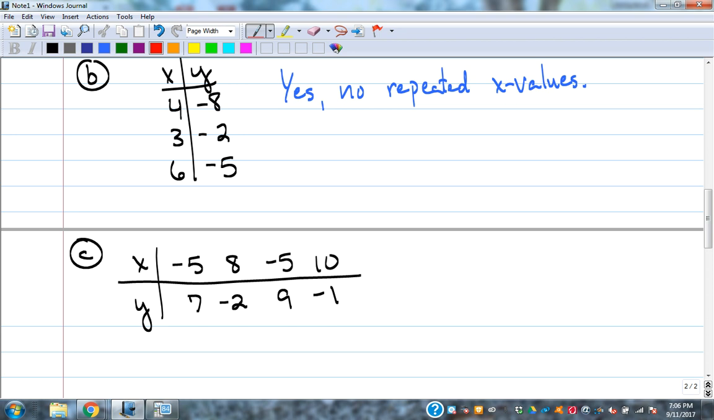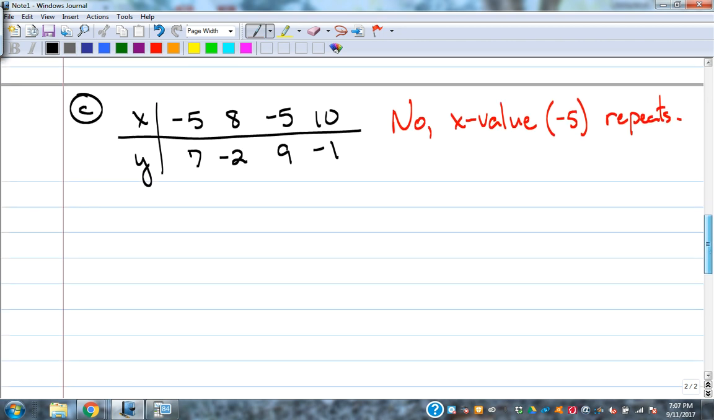Is that a function? No. Why not? X value -5 repeats. That would be what fails that. Okay. So tables, pretty common way of doing it.